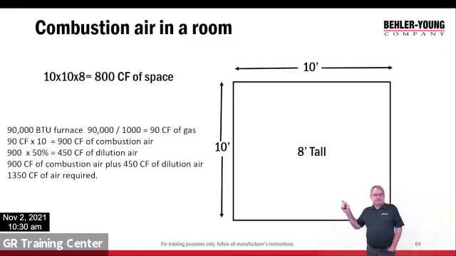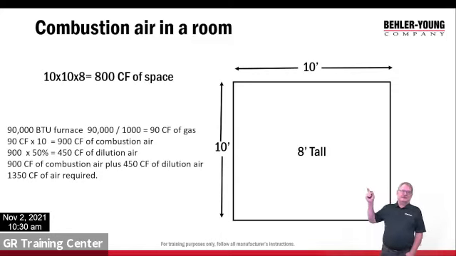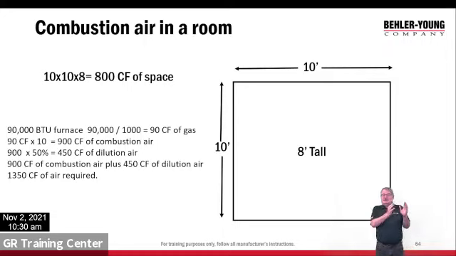Now, in our example there, a 90,000 BTU furnace needed 90 cubic feet of gas, which is 900 cubic feet of combustion air, which is 450 cubic feet of dilution air. So that's 1,350 cubic feet of air required per hour to operate that furnace. Now, there's only 800 cubic feet of air in this room. Okay, so we have to bring air in. We have to have vents someplace. We have to bring air in from outside. But again, this is a huge part of basic combustion. I have to have enough air to provide for that furnace right there.